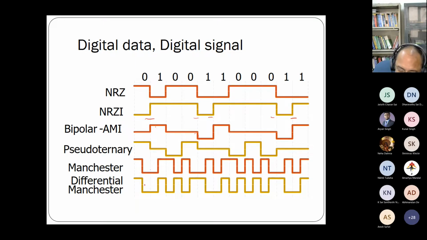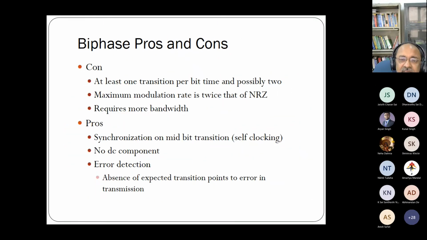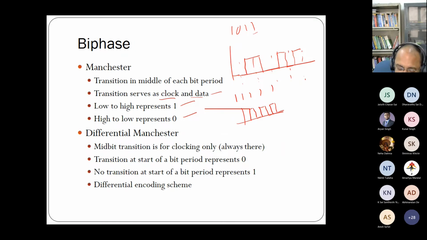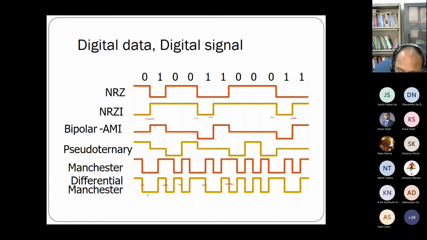Whereas in differential Manchester, there is always something in the middle, and this is just the clock. The data is transmitted as a transition at the beginning representing 0, and no transition representing 1. So you see, this was a 1, so there was no transition here. Then this was a 0, so there has to be a transition here. This is a 0, another transition has to be here, so you have to bring it out here to make the transition. And then 1, 1, and so on. No transition at the beginning is 1.